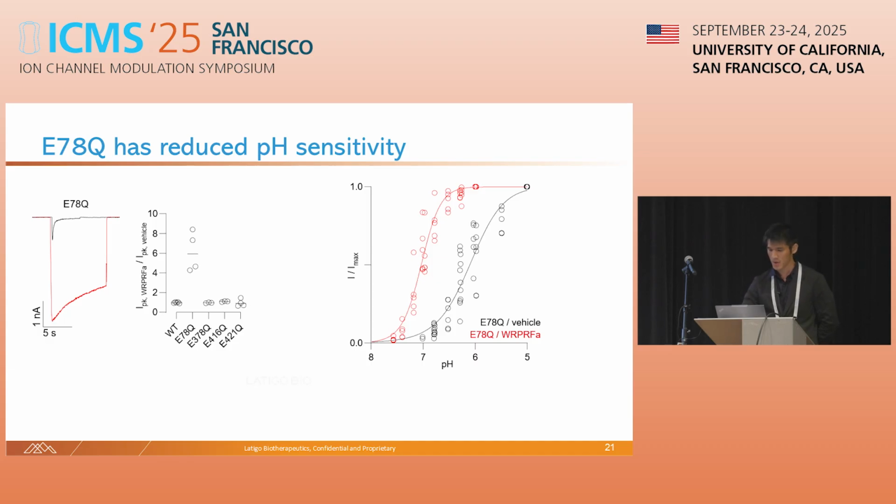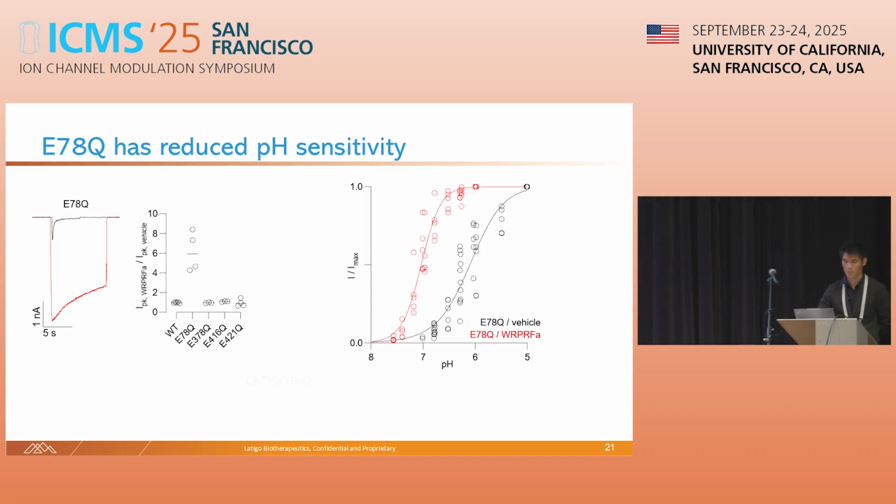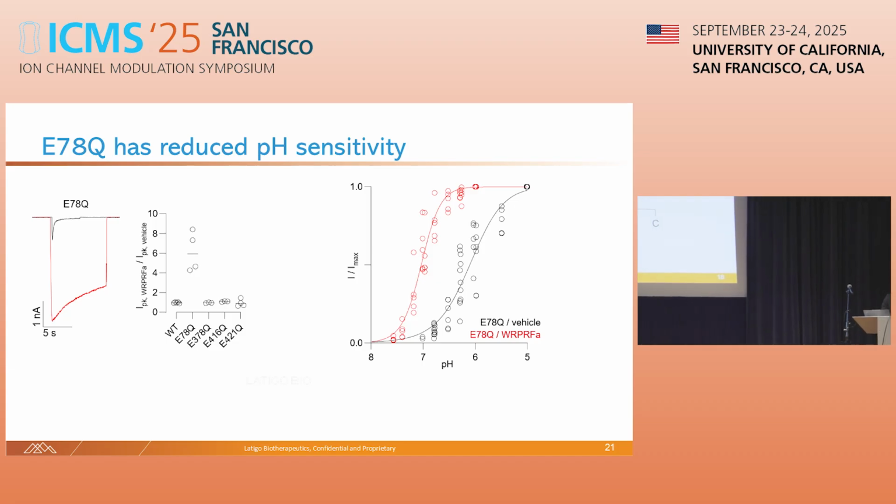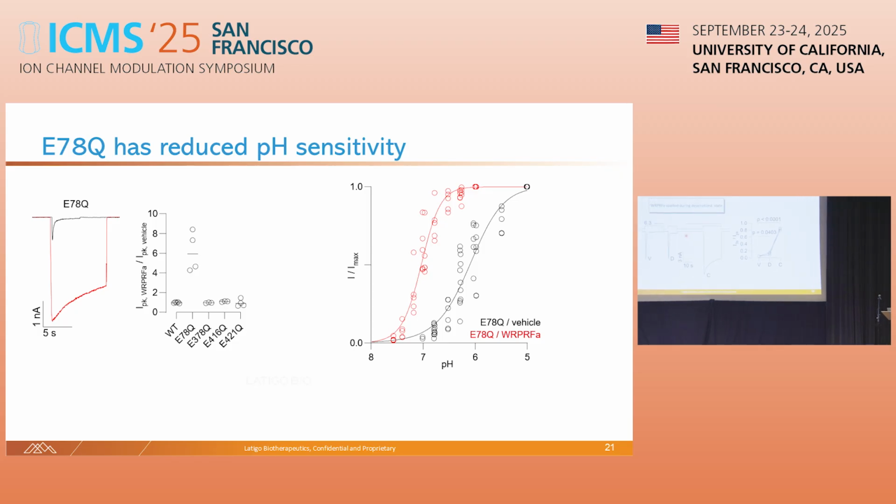Similarly, we applied the peptide during the desensitized phase of ASIC3, so we hold it at the desensitizing pH and apply the peptide during this portion of the curve, and then stimulate again. And again, we found that there is only a minimal effect, so we conclude that WRPRF only prefers to bind to the closed state of ASIC3 and then stabilizes it in the open state when it's activated.